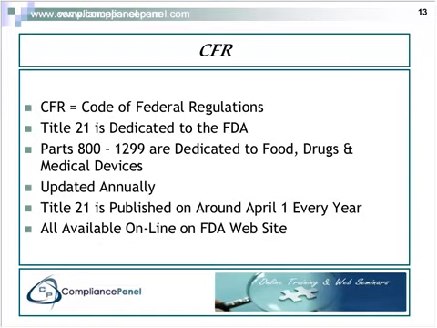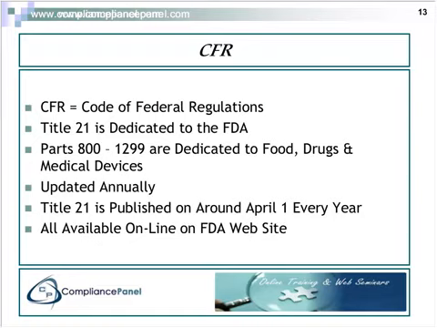Changes to these titles are published in the Federal Register, which is released daily by the U.S. government, and each title is fully updated annually. And Title 21 is published on or around April 1st every year. And again, these are all available on the FDA website.